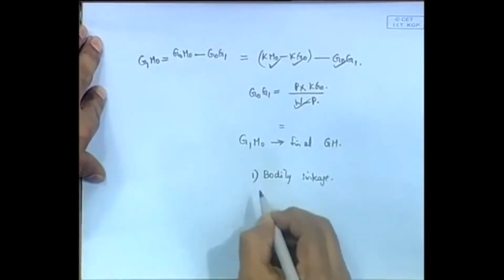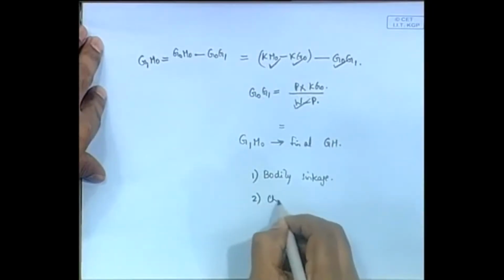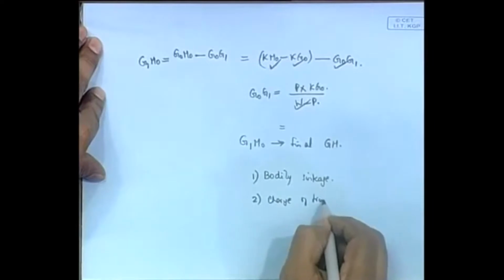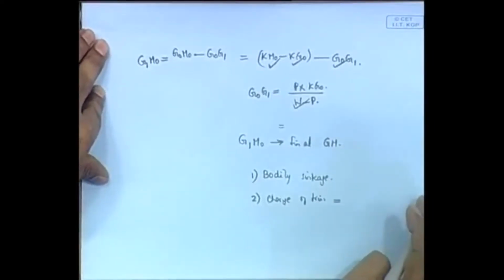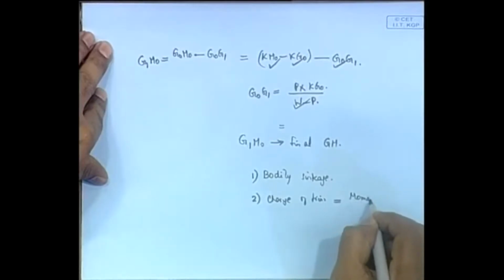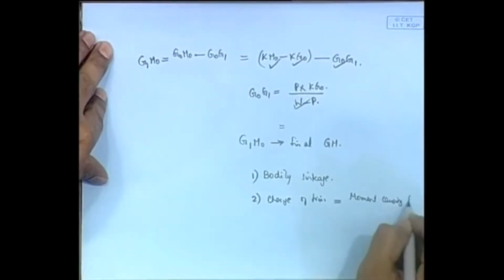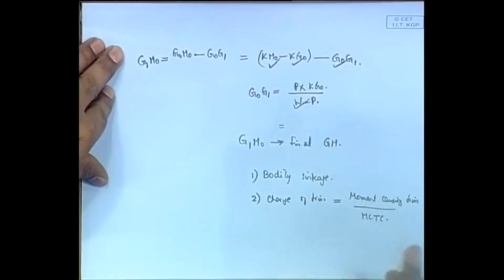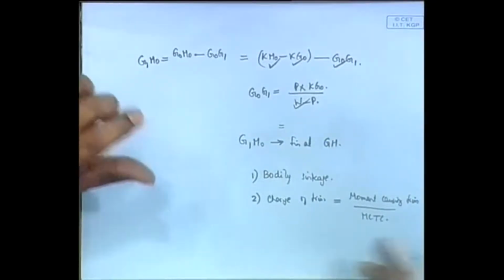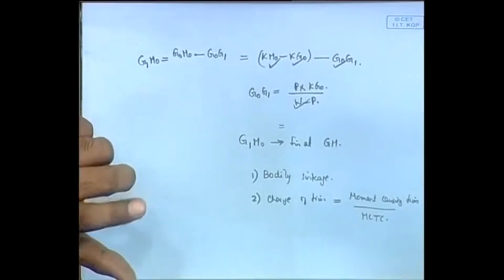I'll just write it down. First find the bodily sinkage, second you find the change of trim. Change of trim is always the moment causing trim divided by MCTC, that changes according to the problem. This is always the formula, but the moment changes according to the problem. It sometimes becomes W into D by MCTC, where W is the weight added at a point D from the center of flotation. It could be W that is shifted a distance D inside the ship itself from one point to another. We have done that. So, depending on the problem, that moment causing trim will change, but as long as you know what it is, it's okay.